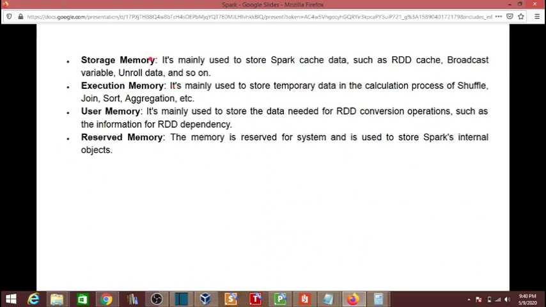So now what is the storage memory? It's mainly used to store Spark cache data such as RDD cache, broadcast variable, unroll, and so on. Execution memory is mainly used to store temporary data, that means data for shuffle, join, sort, and aggregation. User memory is mainly used to store the data needed for RDD conversion operations, such as information for RDD dependency.